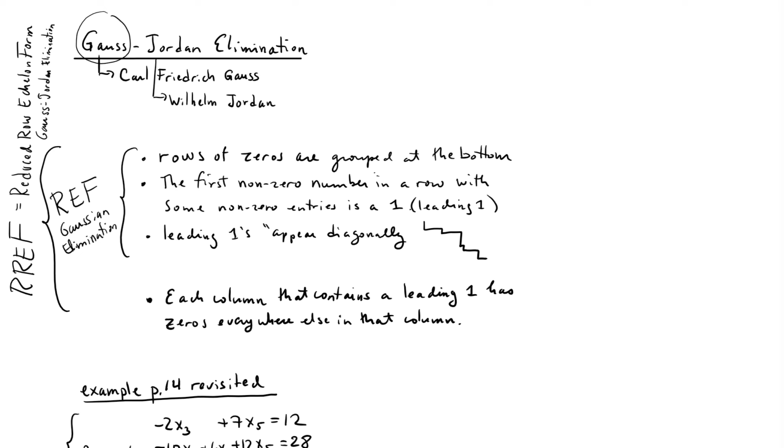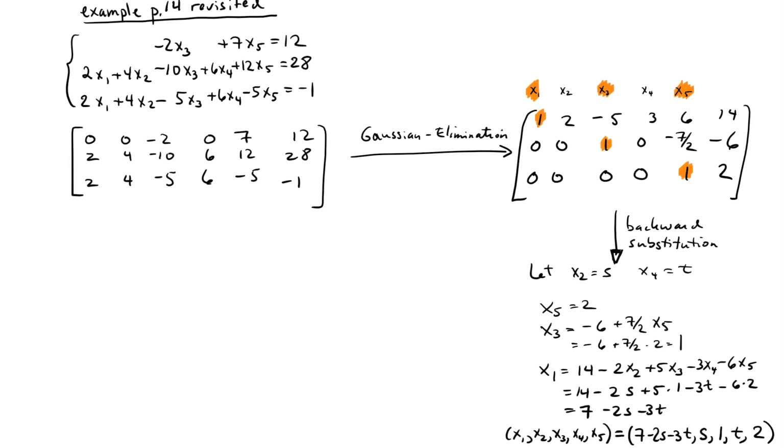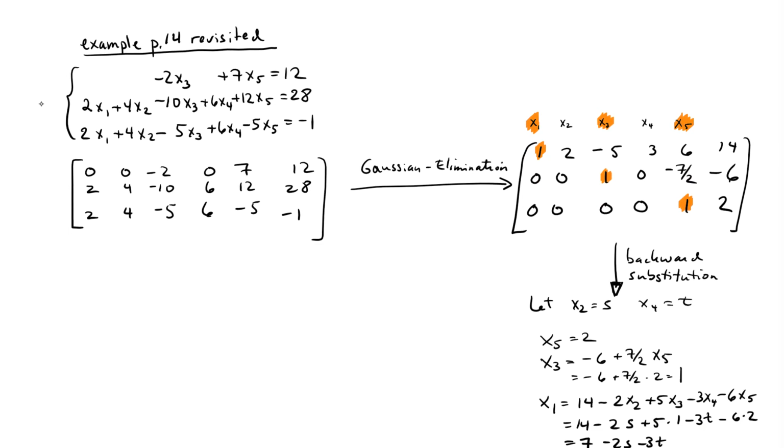So what I've decided to do is go back and revisit the example of page 14 that we had done. There was a linear system that we had initially solved using Gaussian elimination. So we had written down the linear system in its augmented matrix form. Then we had done Gaussian elimination. Once we had done that, we had obtained here a matrix in row echelon form.